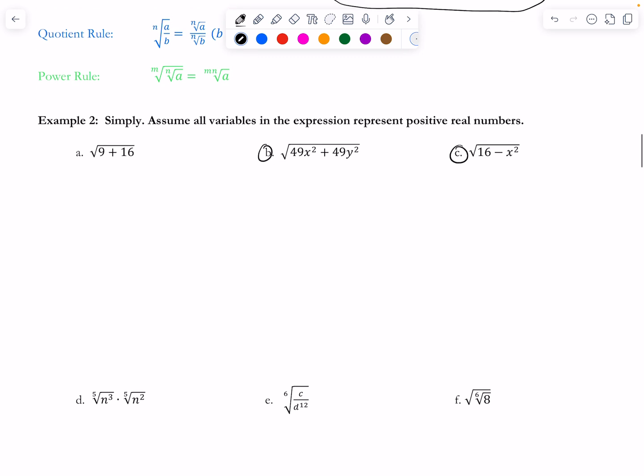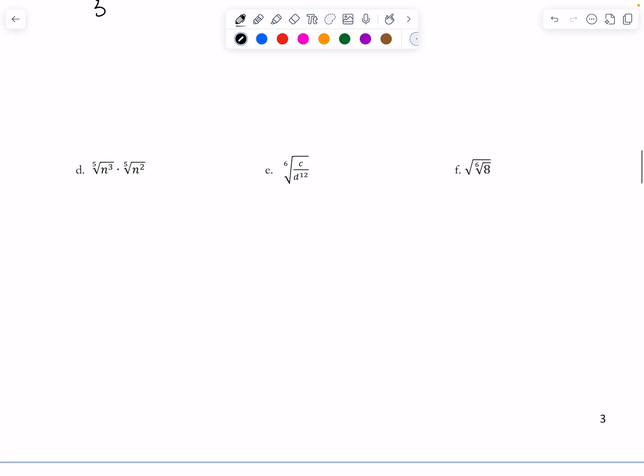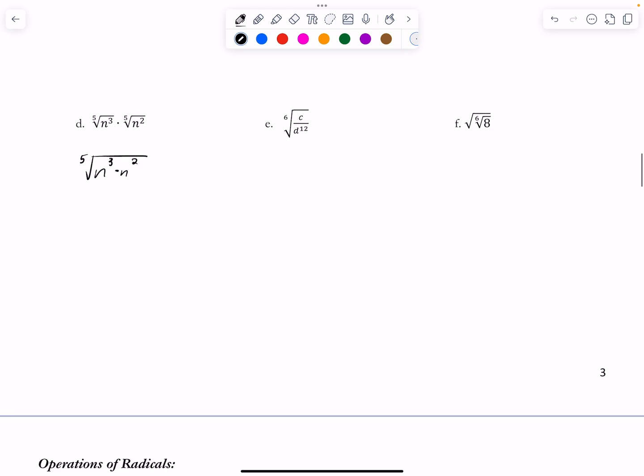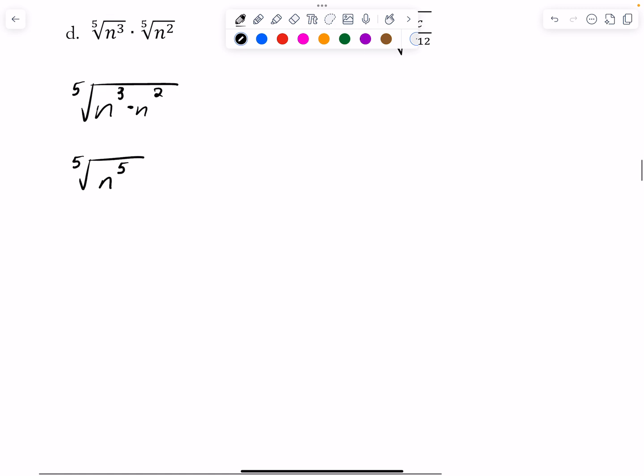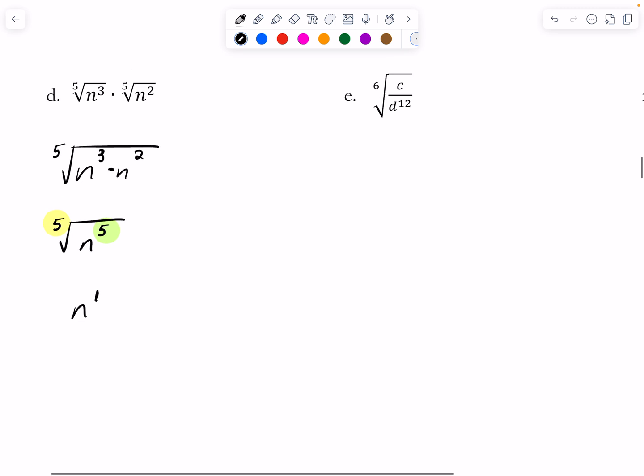All right, let's do A. The square root of 9 plus 16, we can actually add: 9 plus 16 is 25, and the square root of 25 is 5. So that one I can do. Let's do D. This is where I'm going to put them together as the fifth root of n cubed times n squared. We learned in that last video that if you have the same base and you're multiplying, you can add the exponents, to n to the fifth power. And as we showed earlier, if this exponent inside and the index can be divided, you can go ahead and divide those and get n to the first power, or n.